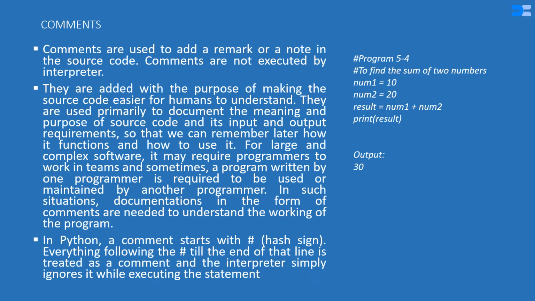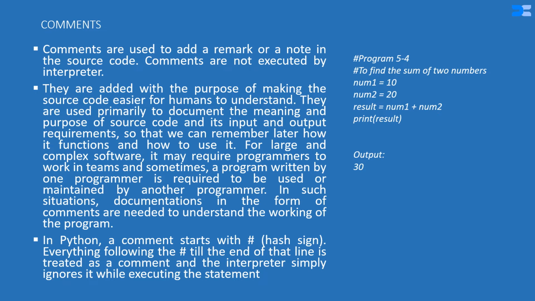They are used primarily to document the meaning and purpose of source code and its input and output requirements, so that we can remember later how it functions and how to use it. For large and complex software, it may require programmers to work in teams, and sometimes a program written by one programmer is required to be used or maintained by another programmer. In such situations, documentation in the form of comments is needed to understand the working of the program.